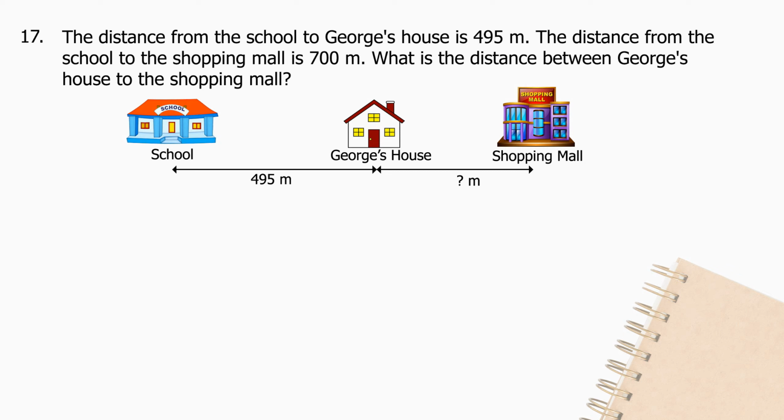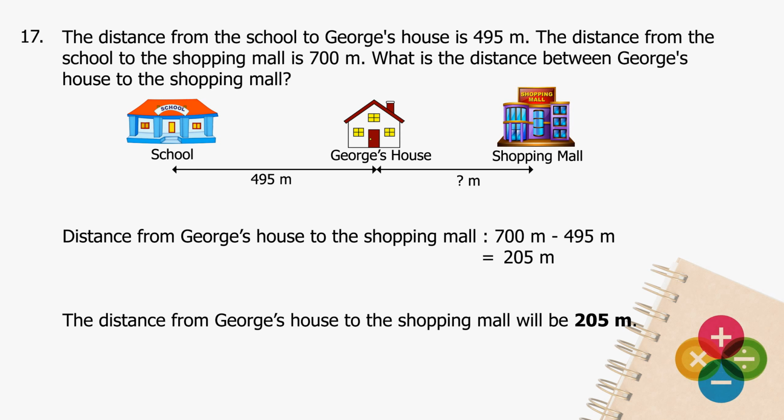Question 17. The distance from the school to George's house is 495 meters. The distance from the school to the shopping mall is 700 meters. What is the distance between George's house to the shopping mall? The distance from George's house to the shopping mall will be, subtract 495 meters from 700 meters, and the difference is 205 meters. The distance from George's house to the shopping mall will be 205 meters.